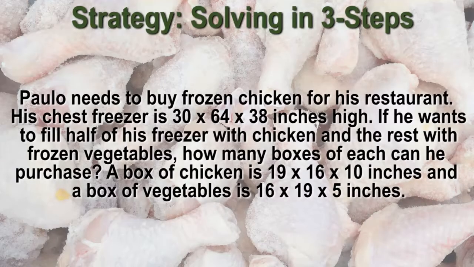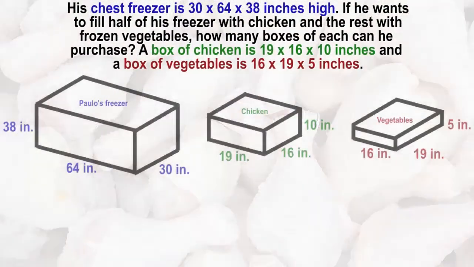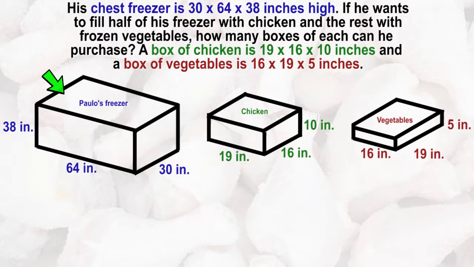The last type of situation requires students to use 3 steps to reach an answer. Here's an example of this type of situation. Paulo needs to buy frozen chicken for his restaurant. His chest freezer is 30 inches by 64 inches by 38 inches high. If he wants to fill half of his freezer with chicken and the rest with frozen vegetables, how many boxes of each can he purchase? A box of chicken is 19 by 16 by 10 inches and a box of vegetables is 16 by 19 by 5 inches.